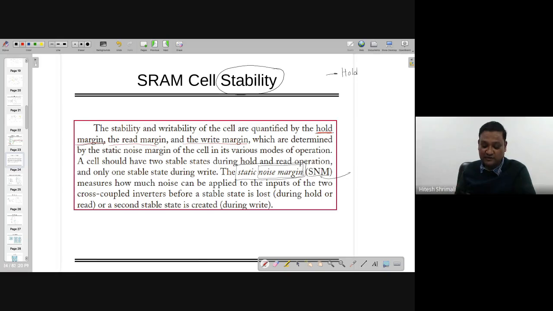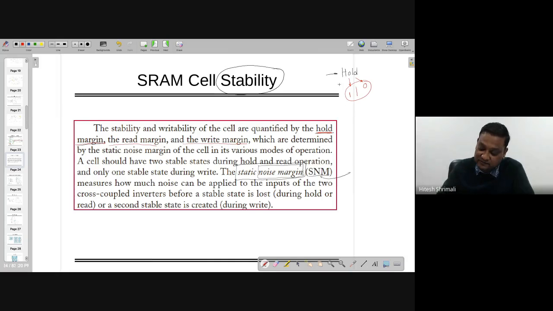And the last one is write margin, which is determined by the static noise margin of the cell in its various modes of operation. A cell should have two stable states during hold, because in hold you are going to have only two things, either logic 1 or logic 0. In read state also, you might have logic 1 and logic 0.